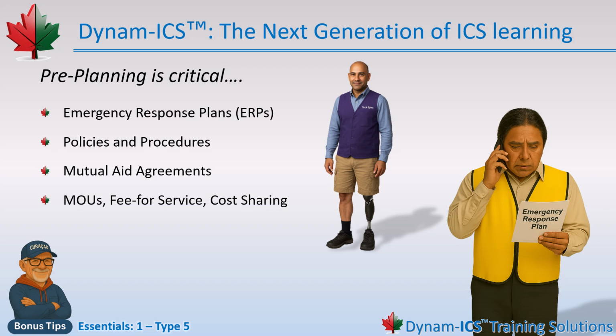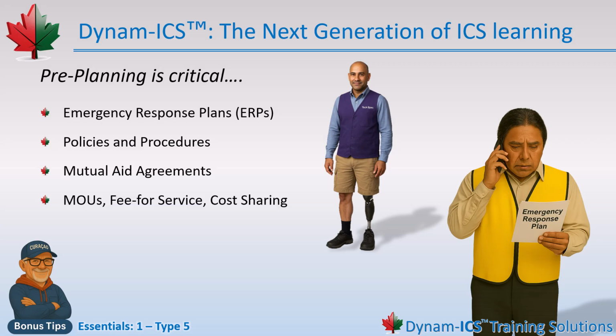Policies and procedures. These are the operating rules, the how we do business side of response. They make sure actions taken under pressure are still legal, safe, and consistent with your organization's expectations. Policies define authority, procedures define sequence. Together, they keep response decisions within reason, even when the scene is anything but reasonable.